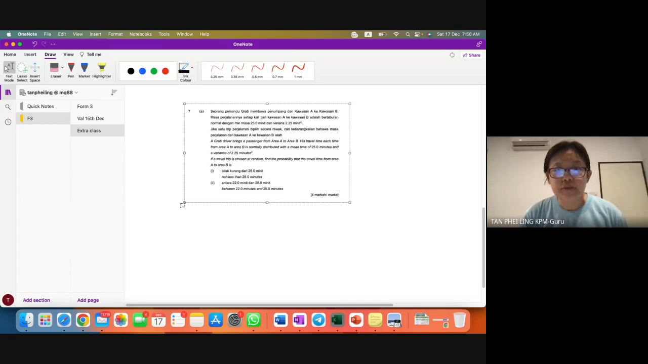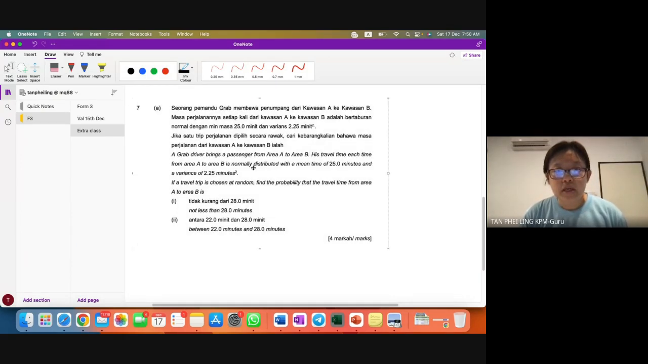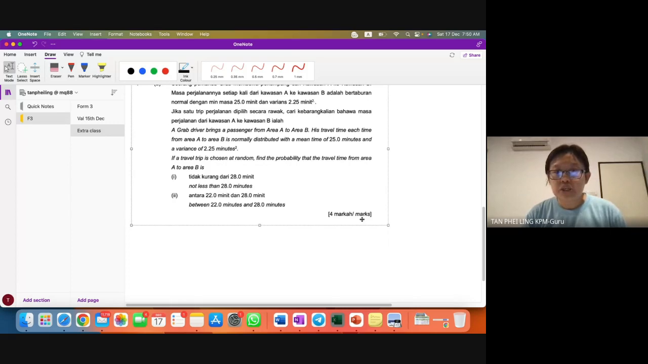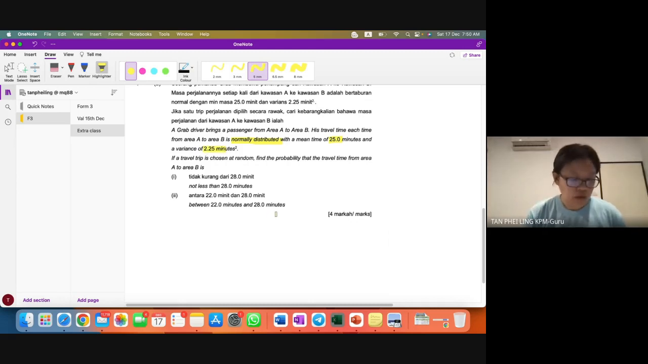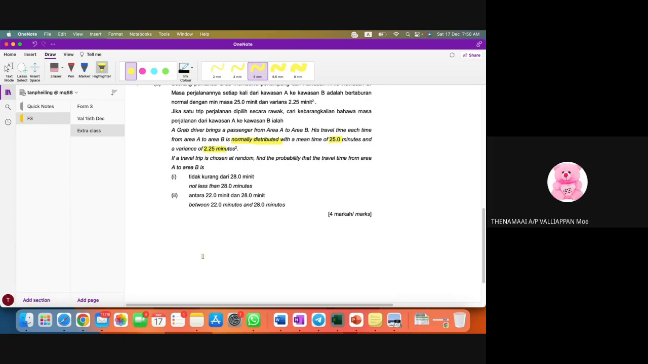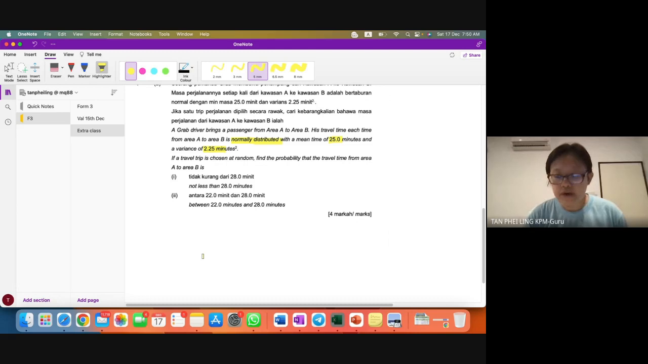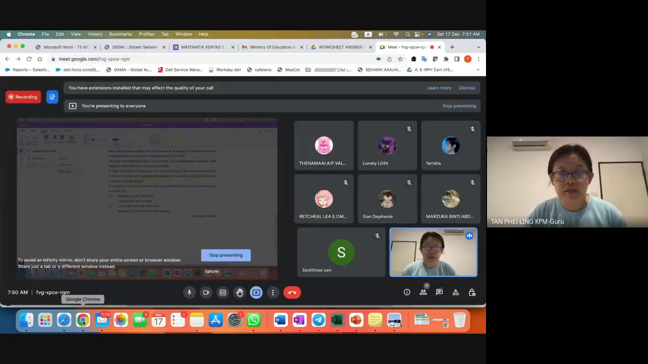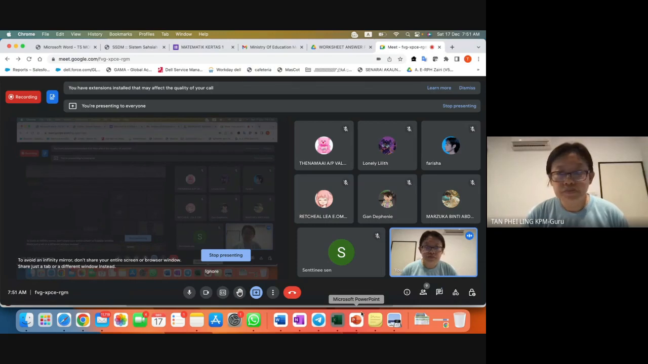Okay, so let's read the question first. It says that a Grab driver brings a passenger from area A to B. His travel time each time from area A to B is normally distributed, with a mean of 25 minutes and a variance of 2.25. Have we done this one? Not yet, is it? Tena, have we tried this question? No, teacher, we haven't tried. Okay, so let's start doing this.